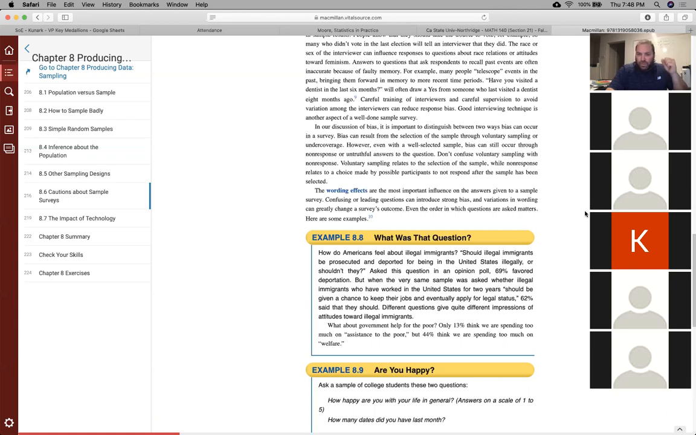Well, welcome back. So different questions can give different impressions of attitudes toward illegal immigrants like we have here. And just be on the lookout, again, very qualitative, that the wording can have a significant effect on the response. Okay, these are all things that a person taking a course in sampling design would go over. And we're not going to do that. So for us, it's just conceptually. If you understand conceptually what we're talking about, that's good enough.